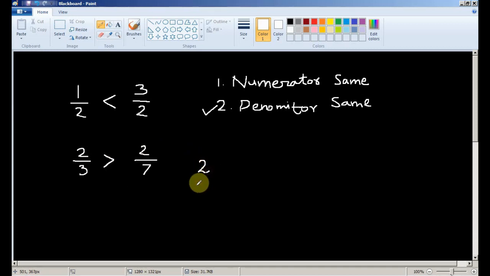In a few cases you may find that the numerator and denominator are both different. So what to do in this situation? If you have one fraction, 2 by 3, and another fraction, 5 by 6, and you have to compare them, what you are going to do is simply make the numerator or the denominator the same and then compare the fractions.